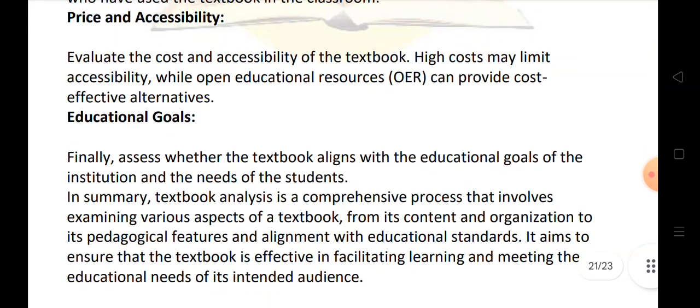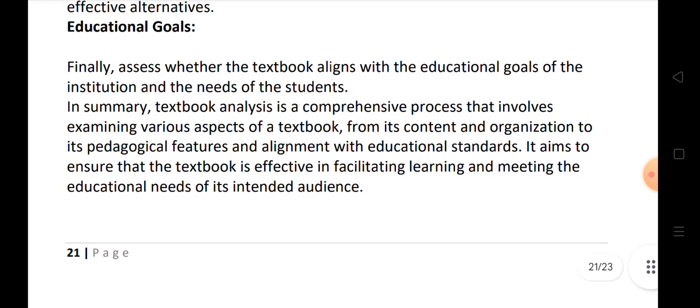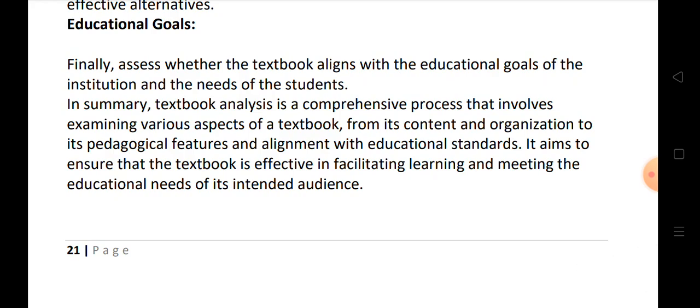Price and accessibility. The price of the book should be reasonable so that everyone can afford that book. It should not be so high, it should not be so low. The price of the book should be moderate, and it should be easily accessible, which does not mean that the book should be available only in offline mode, but as much as possible it should be available in online mode as well, in the form of an e-book, so that the learners can access it online as well as offline. Educational goals. Finally, we have to check whether the book was able to reach the educational goals set by the institution, by the curriculum, by the syllabus, right?